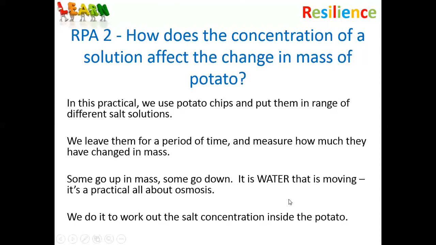Now, I'll just tell you here that sometimes the exam board will describe this practical, but they won't talk about potato. They'll give you the example of a carrot or an apple, but the science is the same. Even if it's a worm, the science is the same. It's all about osmosis. Now, if you look here, we're trying to work out the change in mass of potato, which means we need to measure their mass at the beginning. We measure the mass then at the end, and work out how much they've changed.